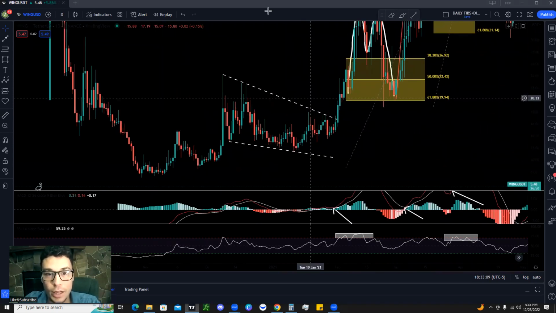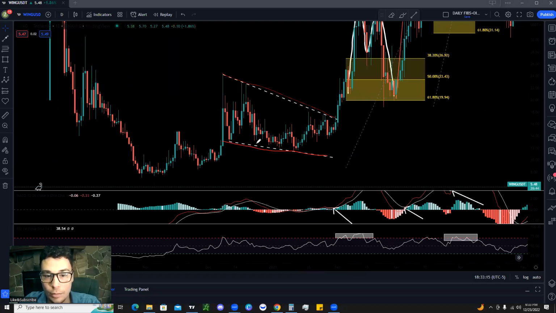So we have a falling wedge right here indicated by these two trend lines. We have a trend line on the top and a trend line on the bottom that we're respecting. We're zigzagging in between this price action. And here we actually get a breakout.